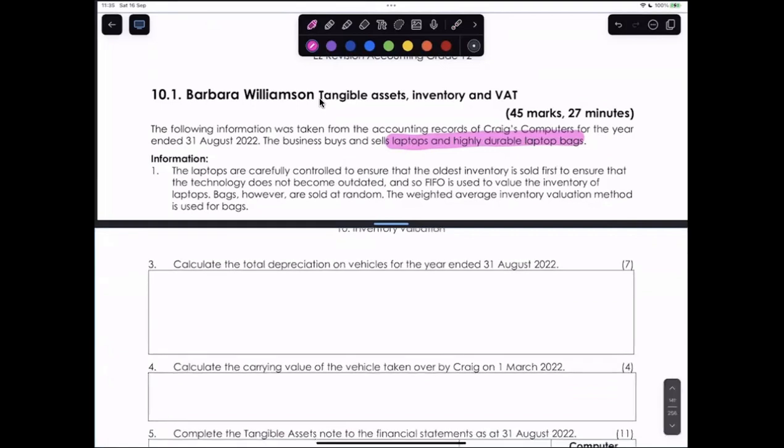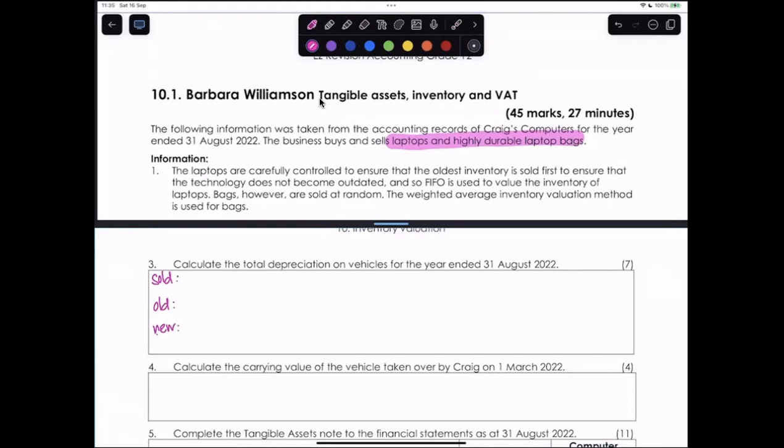Calculate the total depreciation on vehicles for the year ended. So obviously we would do our depreciation calculation. It's sometimes useful to remember that we would want to show any sold, if there was, any old and any new, because those are all the kinds of depreciation that we might possibly have.